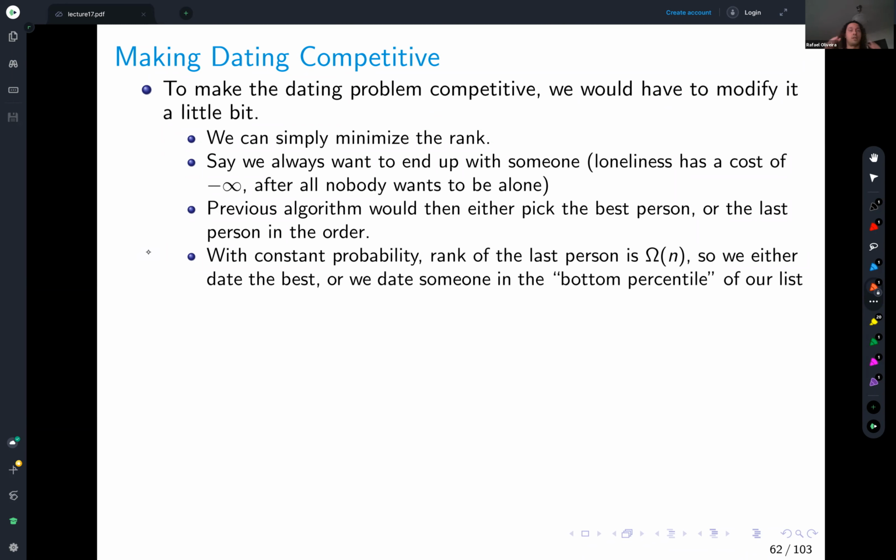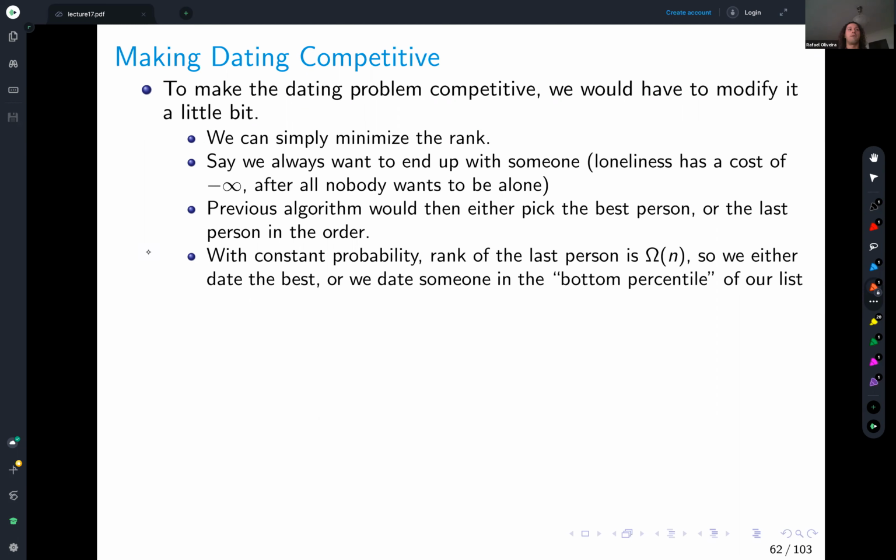So there are 3 cases. Either the best person appears early and then we're sure to pick the last person, or the best person didn't appear in the beginning, and then appeared later, but we picked someone without seeing who the best person was. This also has some probability of happening. All I'm saying is that there's a constant probability of getting the best, and there's a constant probability of getting the last, which is bad. Okay.